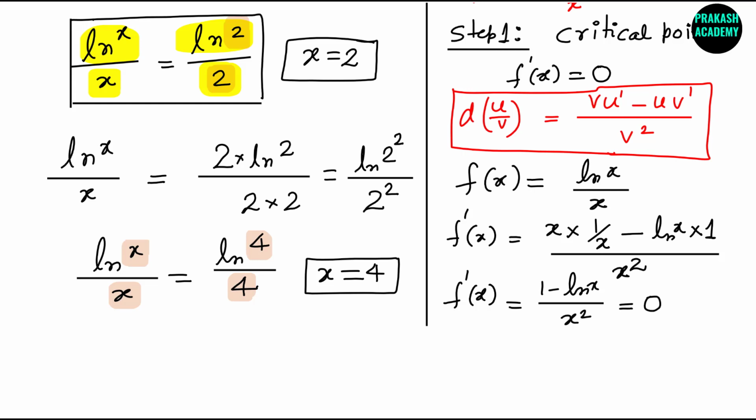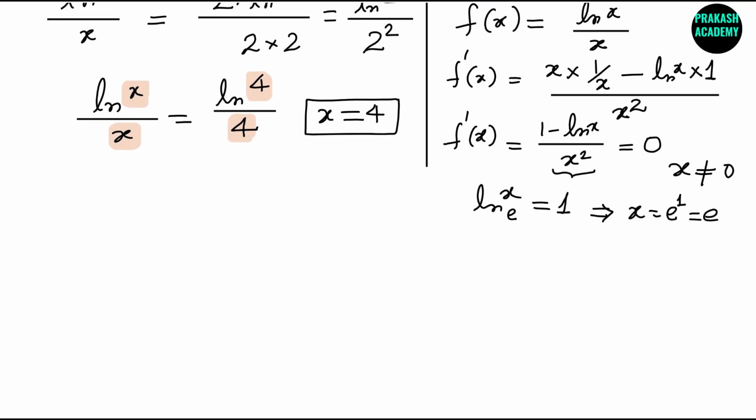Now x square, I am assuming that x is not equal to 0. So this means ln x is equal to 1, and this is on the base of e. So this means x is equal to e raised to the power 1, that is x is equal to e. So critical point occurs at x is equal to e. At the end of the first step, we know the critical point. So critical point is at x equals to e.